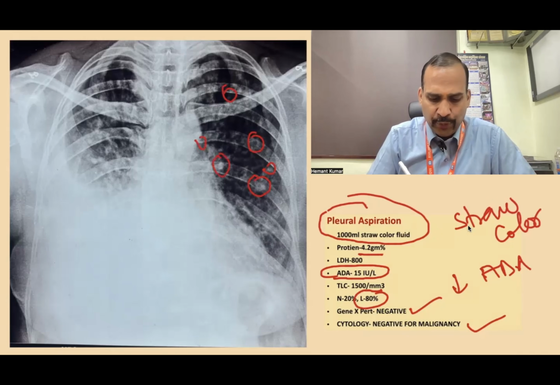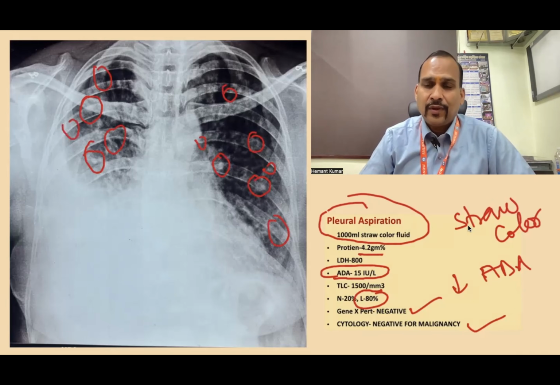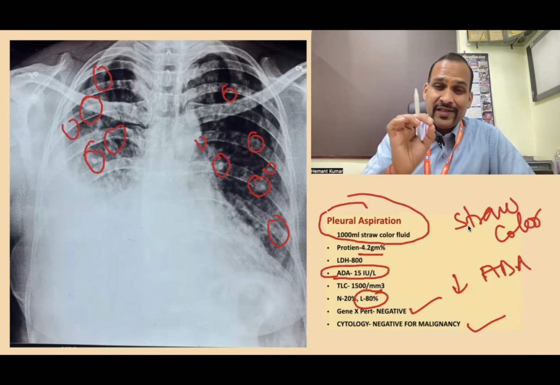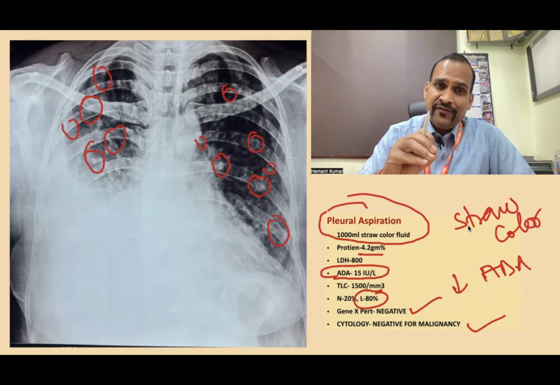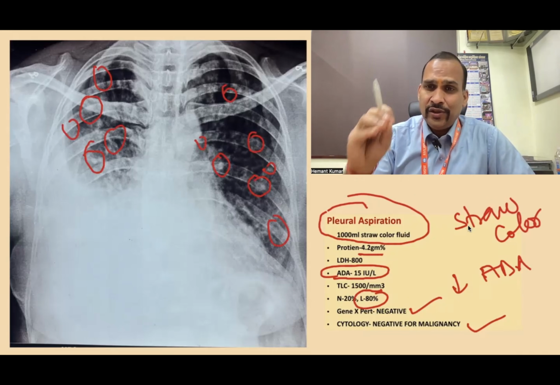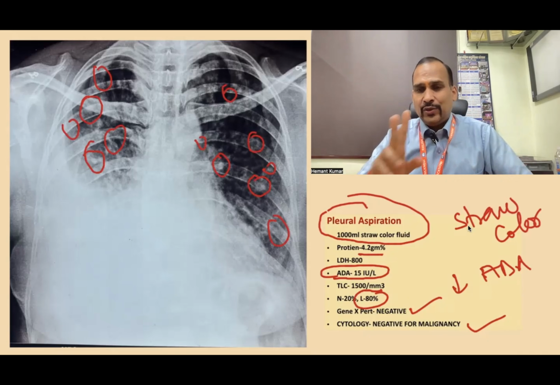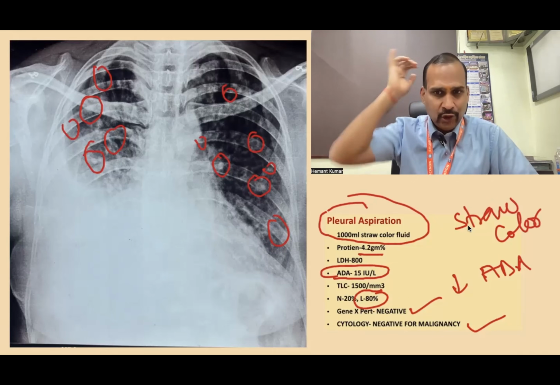You can see nodular opacities. And if you see carefully, you can appreciate them on the right side also. So now what is the differential diagnosis? A young person with massive pleural effusion, straw color, lymphocytosis, all these things. So there are two differential diagnoses: tuberculosis and malignancy.